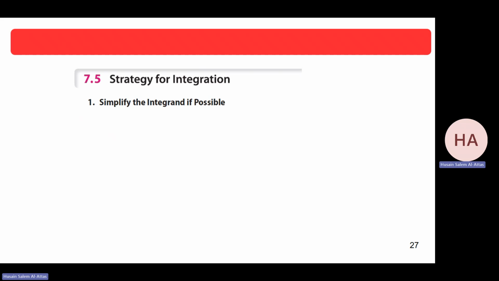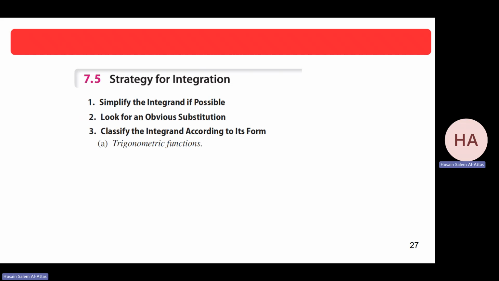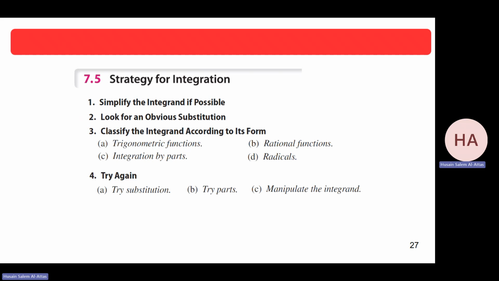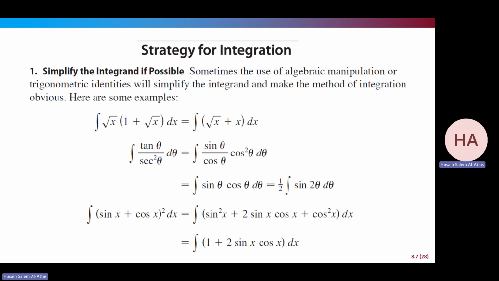So this is a good strategy in general, but there are some general hints, and this is what we will do here. We simplify the integrand, look for an obvious substitution, and classify the integrand: either trigonometric function, rational function, integration by parts, or radicals. Then try again, try substitution, try parts. Let me go into details about this strategy.